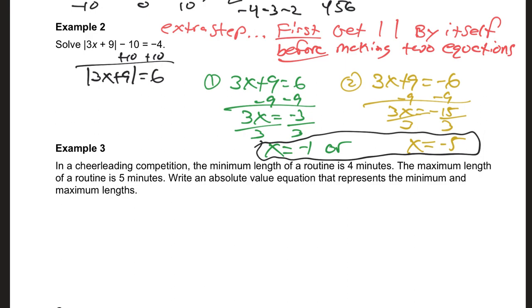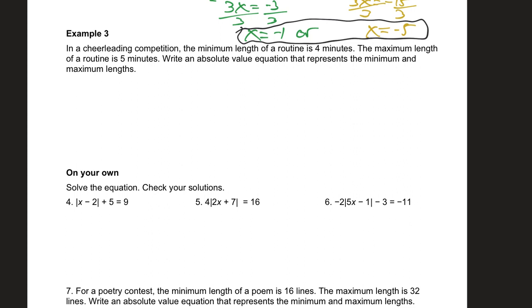Okay, let's go to example 3 here. In a cheerleading competition, the minimum length of a routine is 4 minutes. The maximum length of a routine is 5 minutes. What's the absolute value equation that represents the minimum and maximum lengths? Here's our setup, or blueprint. Absolute value of x minus the halfway point equals the distance from the halfway point.